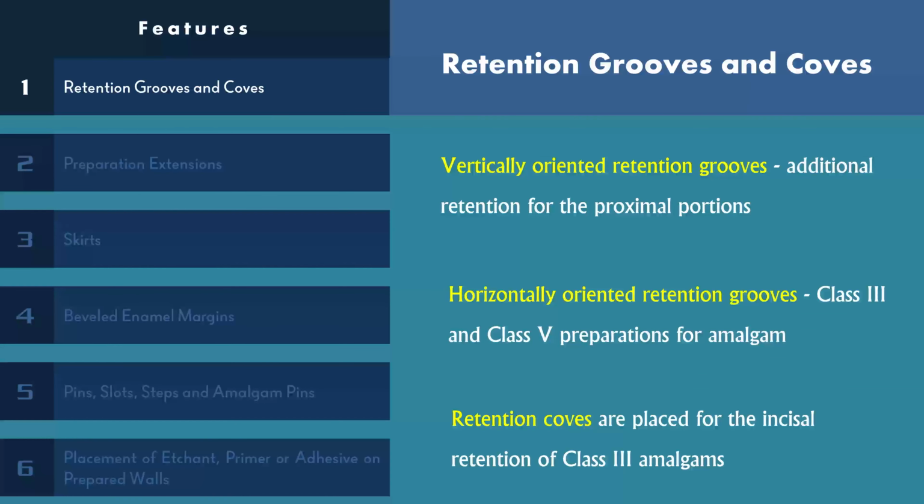Let's see one by one. First, let's see about the retention grooves and the cores. The vertically oriented retention grooves will act as an additional retention in the proximal portions of the tooth preparation. Similarly, for class 3 and class 5 preparations for dental amalgam, we can place horizontally oriented retention grooves. Retention cores are placed for class 3 dental amalgams in the incisal area, and for class 1 or class 2 in the dentine in the pulpal floor.